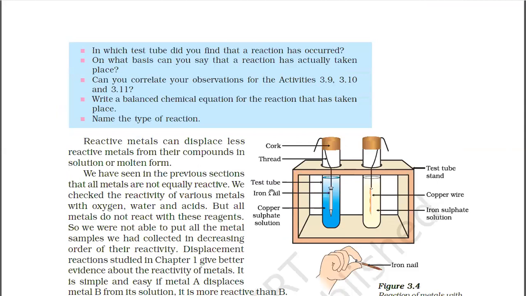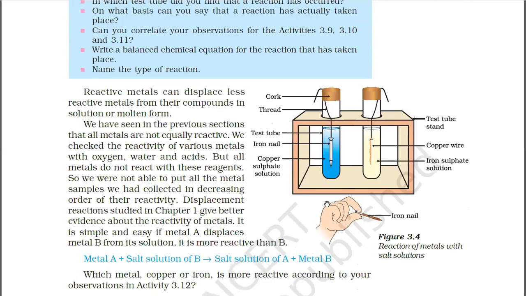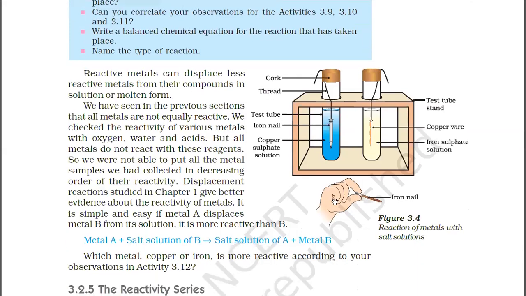Can you correlate your observations for the activities 3.9, 3.10, and 3.11? Write a balanced chemical equation for the reaction that has taken place. Name the type of reaction. Reactive metals can displace less reactive metals from their compounds in solution or molten form.